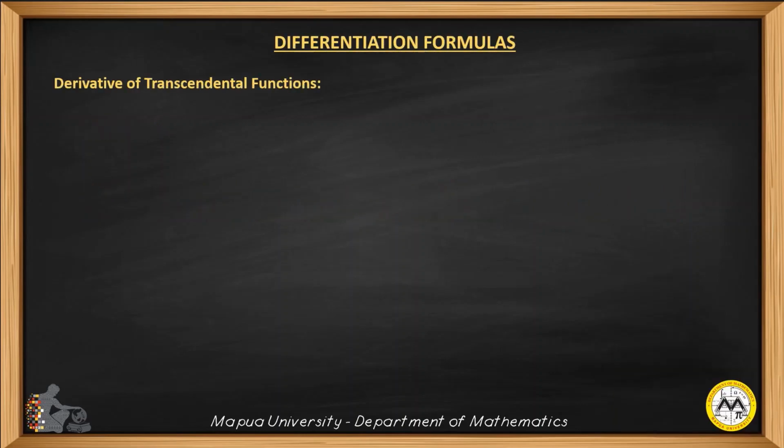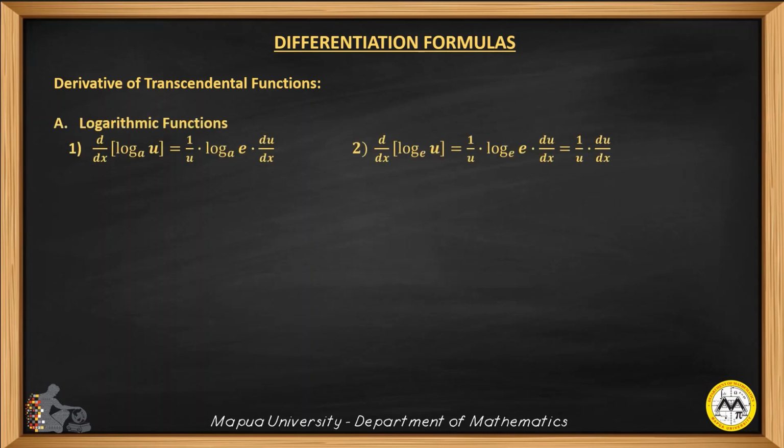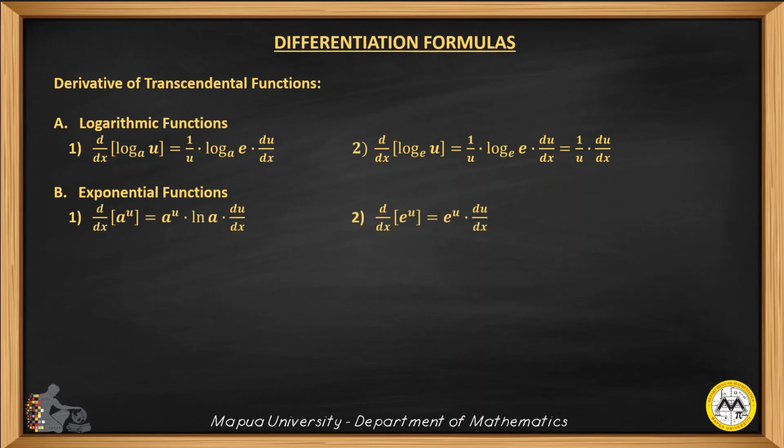Listed here are the differentiation rules for the transcendental functions. Please take note that in all of the differentiation rules, u is to be taken as a function of x. a is a constant, e also is a constant. For the logarithmic functions, we have two differentiation rules as shown. For the exponential functions, we also have two differentiation rules.